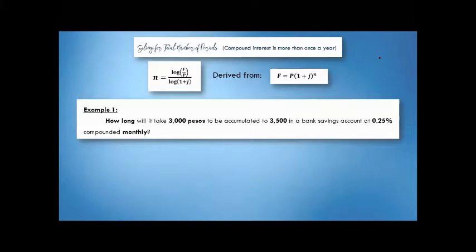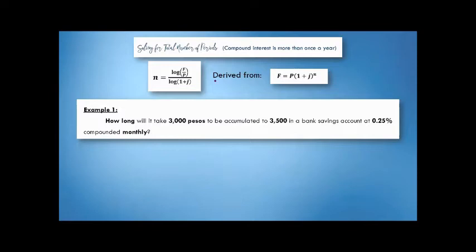Ang topic naman natin ngayon is how to solve for the total number of periods. Yun yung small n sa ating formula. Still, it is under the topic of compound interest that is more than once a year. So itong ating formula for small n: n is equal to the logarithm of F over P, all over the logarithm of 1 plus j.